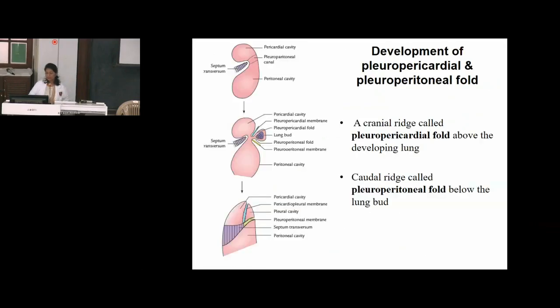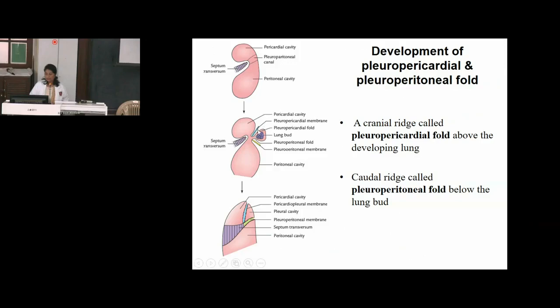So this is the schematic image in which we can see the upper part here is the pericardial cavity and the lower one is the peritoneal cavity. This narrow part is the pleuroperitoneal canal. Towards the medial side, we are getting this septum transversum below. Now the two folds are formed. What are these? Pleuropericardial fold and the pleuroperitoneal fold, right?